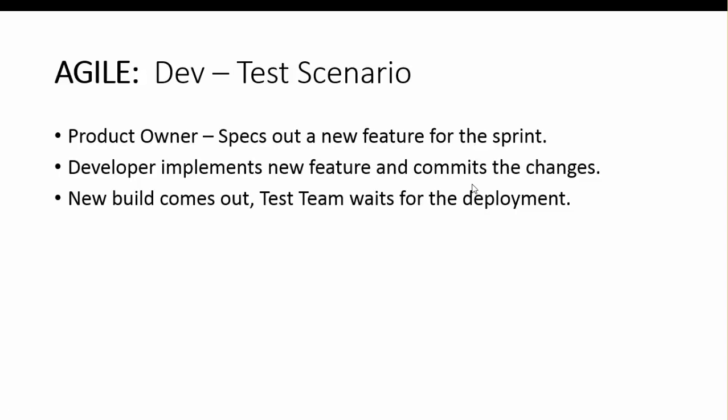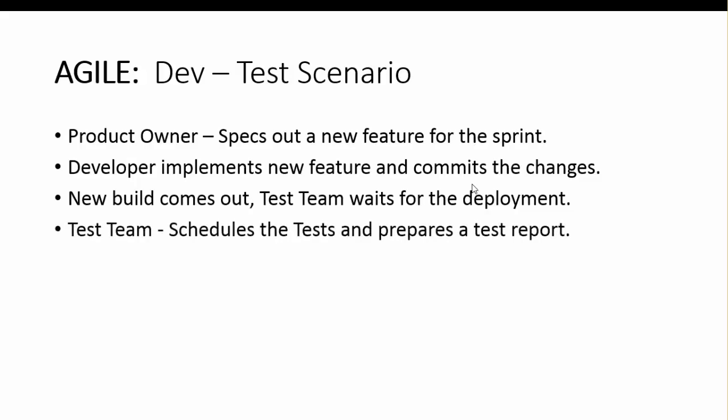So the developer says, okay, I made some code changes, I have implemented the feature. Now it's the test team's turn to tell me whether my changes are correct or not, whether all the scenarios, automated scenarios, are working fine or not. Now the test team is waiting for the build to come out. Once the build comes out, the test team schedules the test and prepares the report.